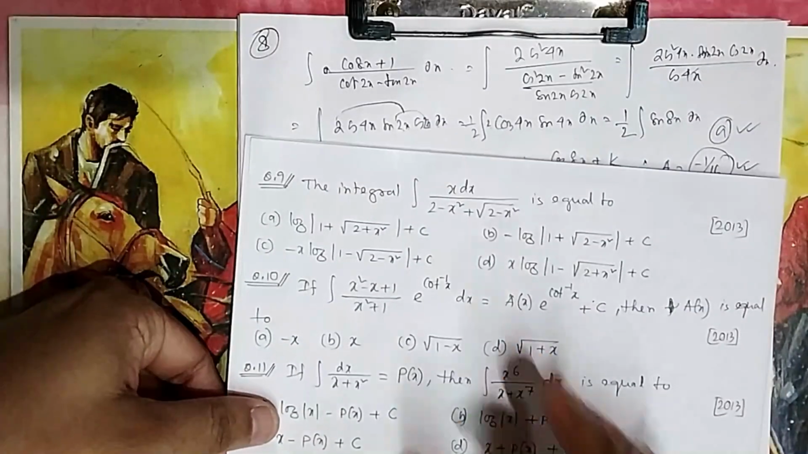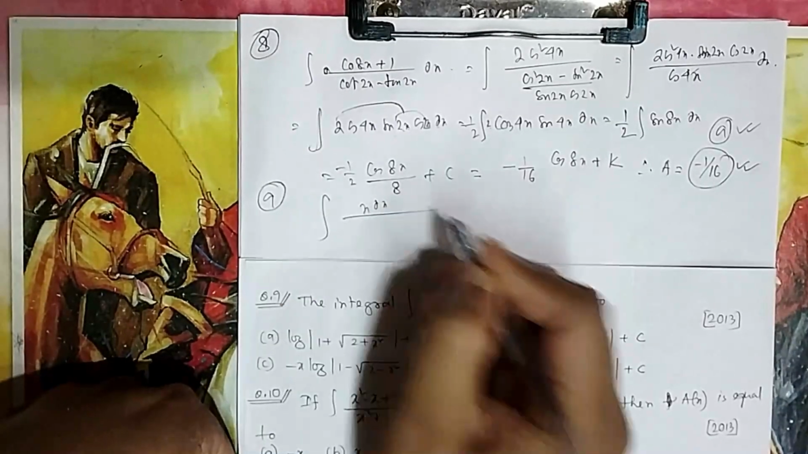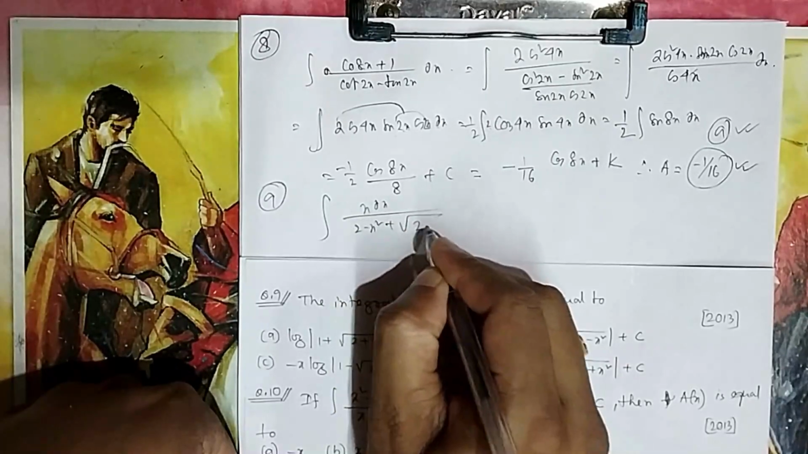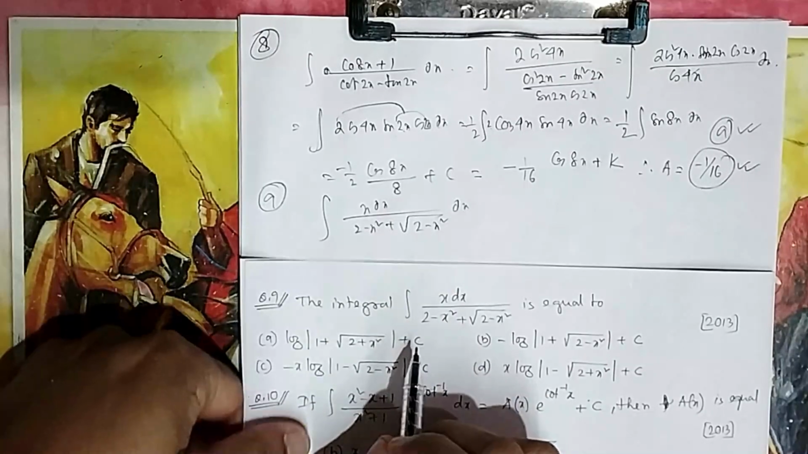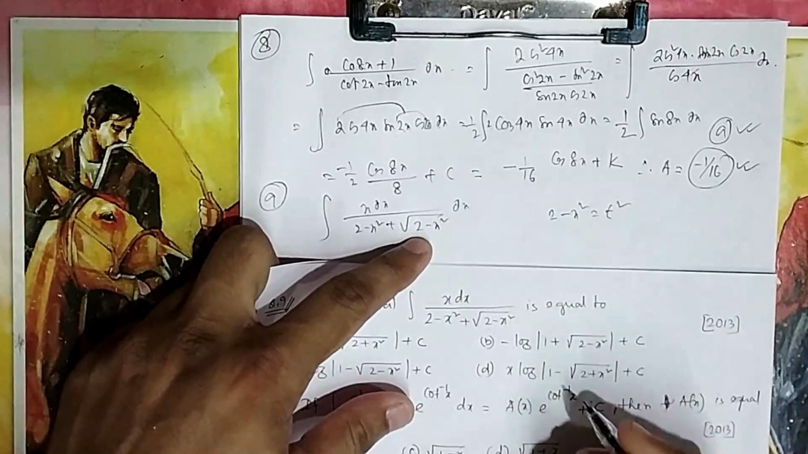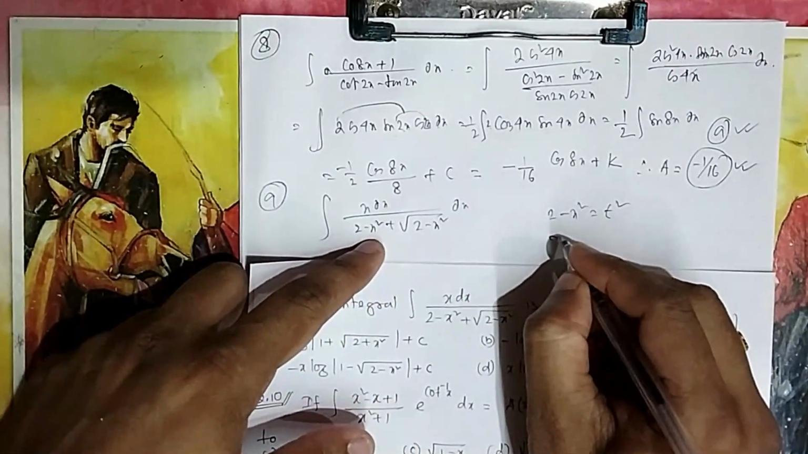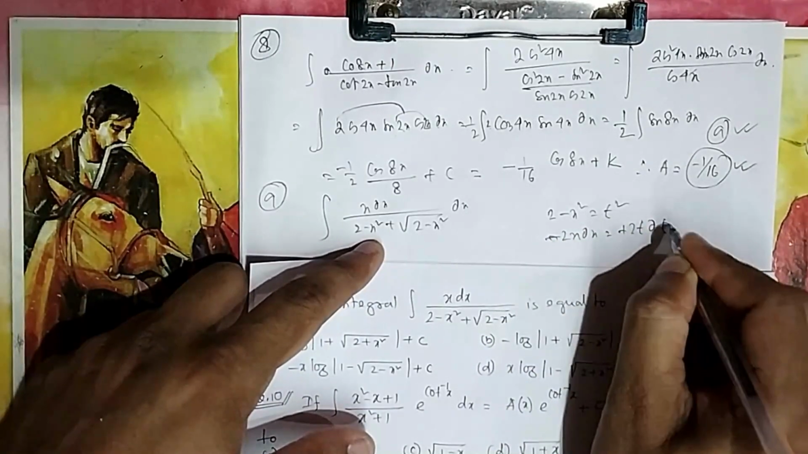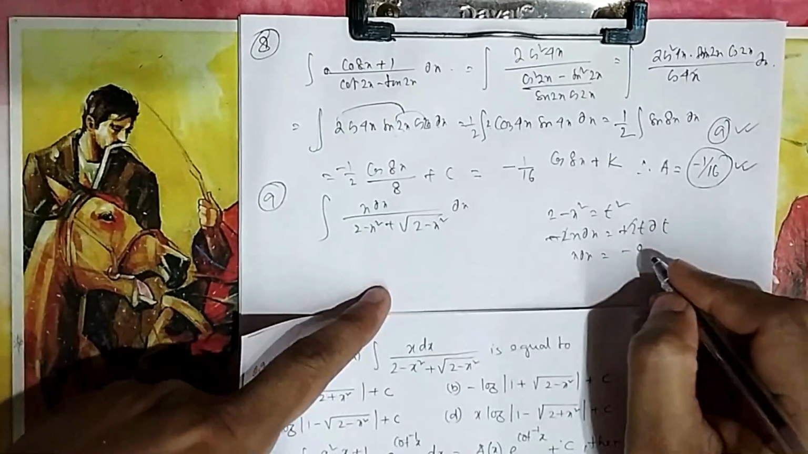Next, if you come to question number 9, what they are asking here is the integration of x dx divided by (2 - x² + √(2 - x²)). Now if you take 2 - x² as t, you will get x dx equal to dt. But as a general idea, if there is a root, we generally take t² instead of t, so that it comes out easily from the root. So -2x dx equals -2t dt. This 2 gets cancelled, so x dx will be equal to -t dt.